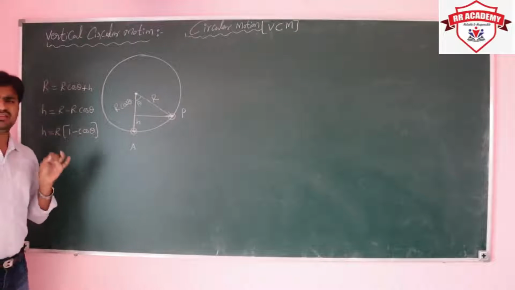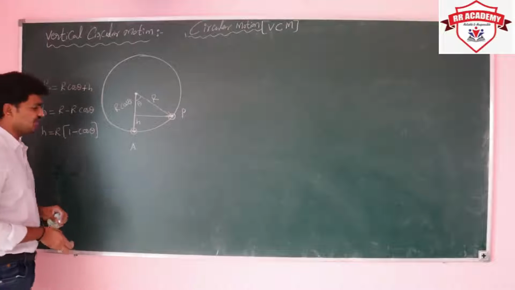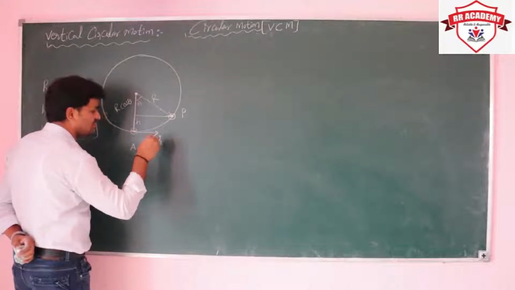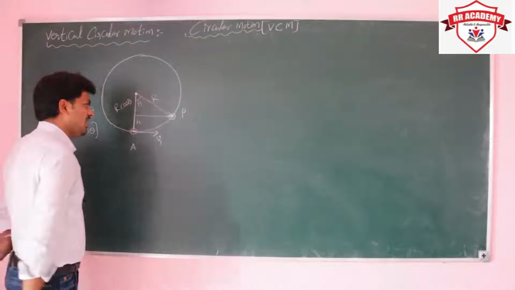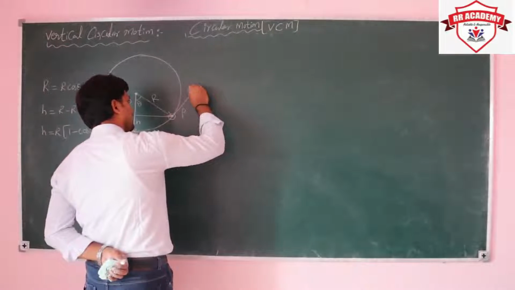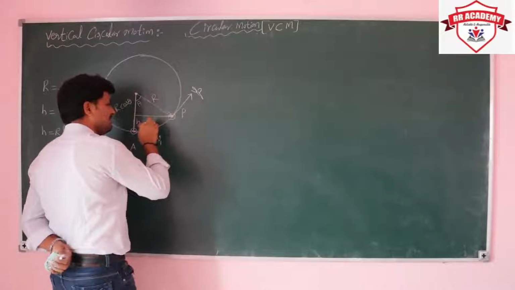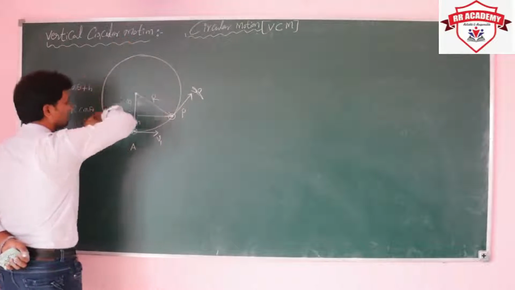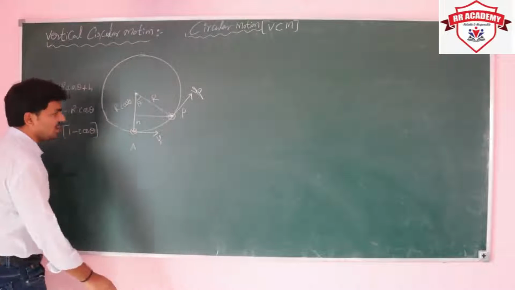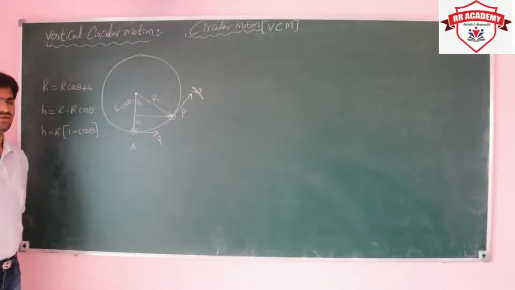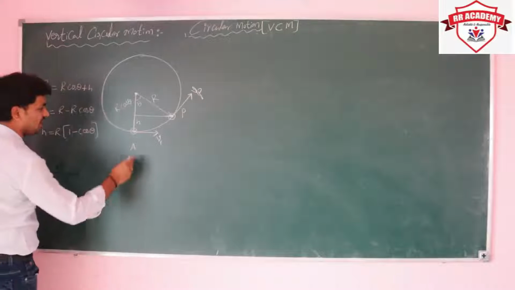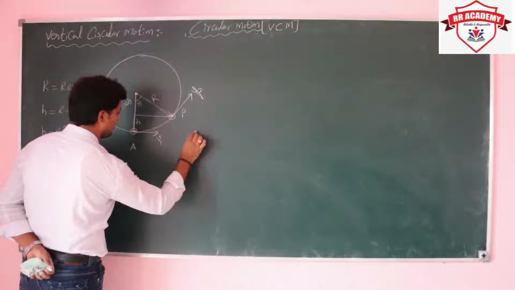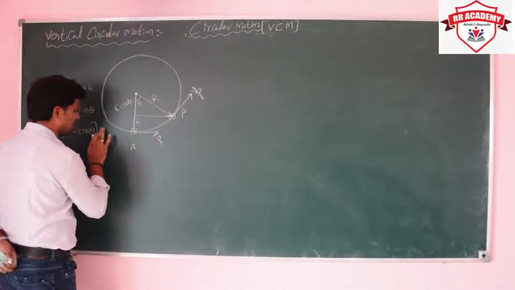Now we will apply the conservation of energy. Consider the velocity of the particle at the lowest point as V1, and the velocity at point P as Vp. The velocity is tangential, continuously changing its direction. Now this lowest point is like a reference point, like the ground, from which we are calculating.